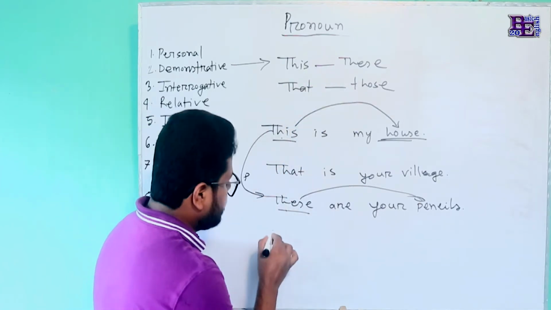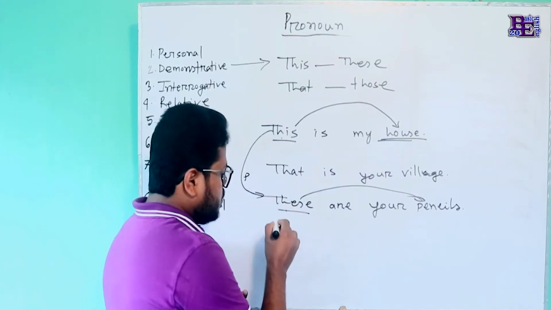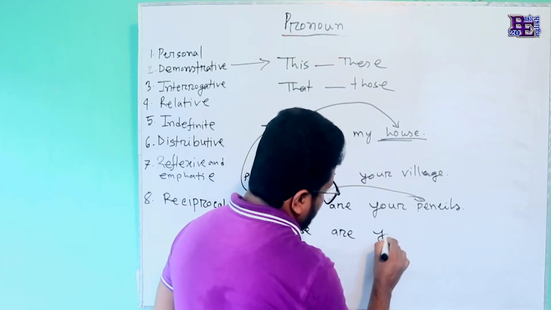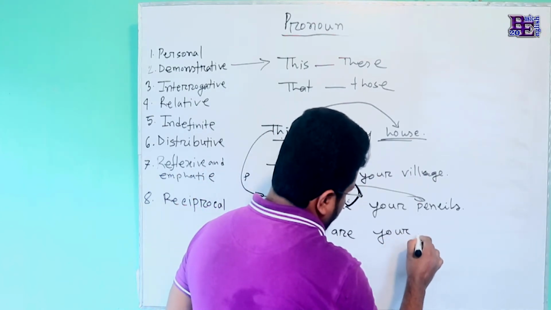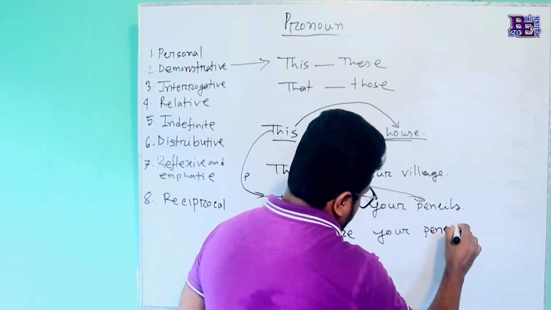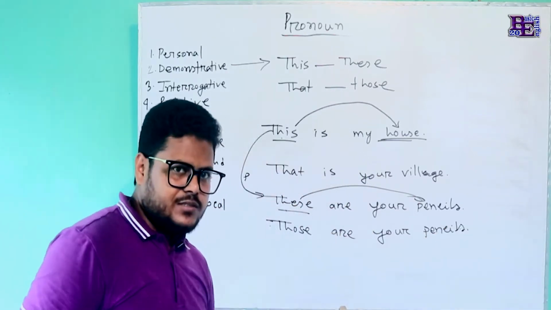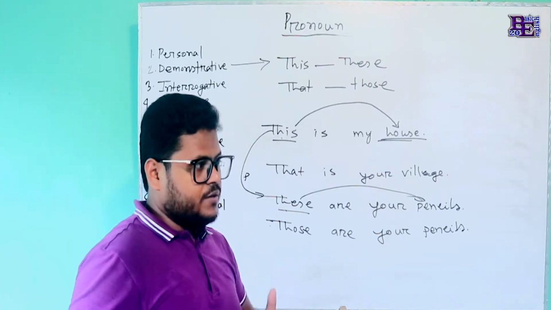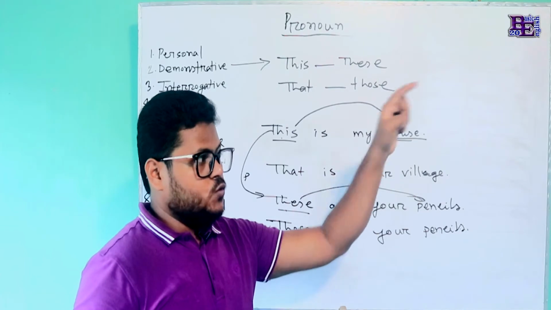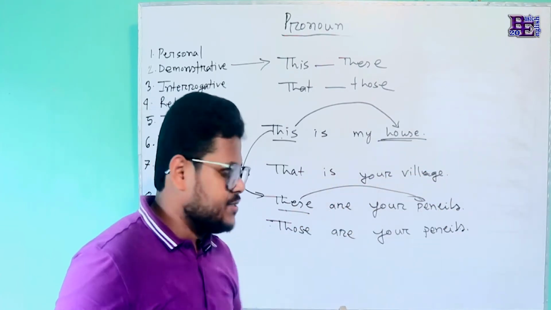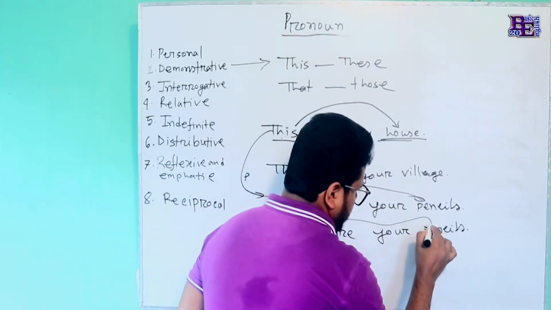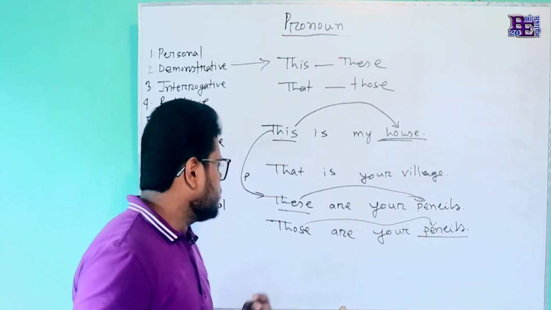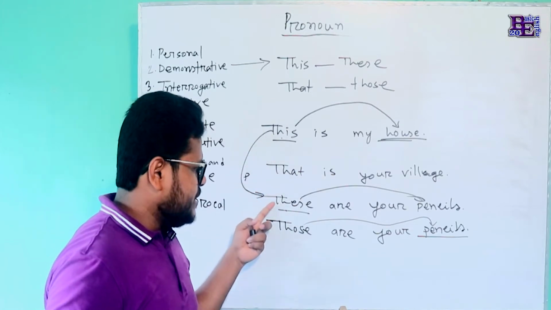So here you can say, those are your pencils. That is, the pencils are not near you. They may be remaining far away, and you are just indicating that those are your pencils, like this. So those is used for the pencils here. And there is a special use of this and that, these and those.